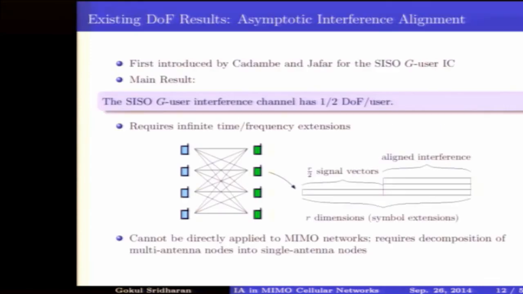Alright, so now I'm getting to the meat of the talk here. We know from the very famous result by Cadambe and Jafar that in the SISO G-user interference channel, you can achieve half degree of freedom per user. The same result can also be applied to MIMO networks, except that it will require decomposition of the multi-antenna nodes into single antenna nodes. Once you decompose it, you get a SISO network, and then you can go back and apply Cadambe and Jafar's asymptotic interference alignment scheme.